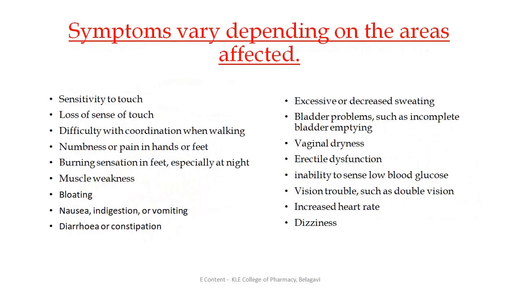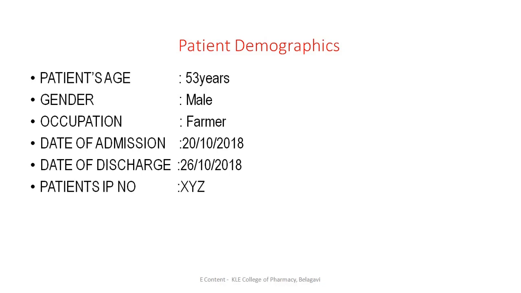What are the symptoms of diabetic neuropathy? The patient has sensitivity to touch, loss of sense of touch, difficulty with coordination when walking, numbness or pain in the hands or feet, burning sensation in the feet especially during the night time, muscle weakness, bloating, nausea, indigestion or vomiting, diarrhea or constipation, excessive or decreased sweating, bladder problems such as incomplete bladder emptying, vaginal dryness, erectile dysfunction, inability to sense low blood glucose level or hypoglycemia, diplopia, increased heart rate, and dizziness.